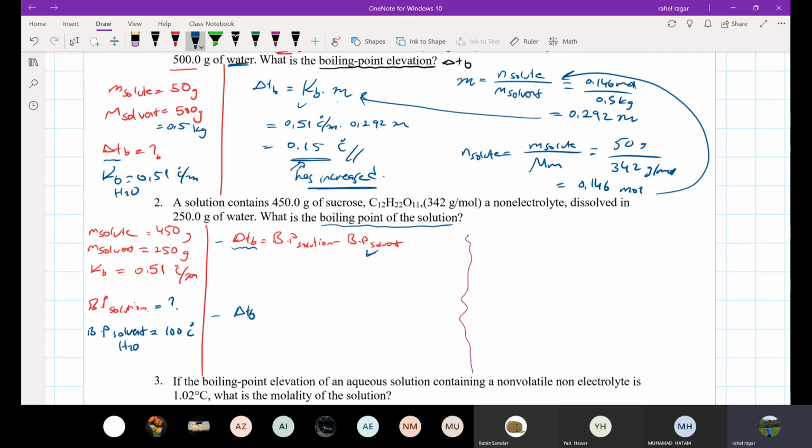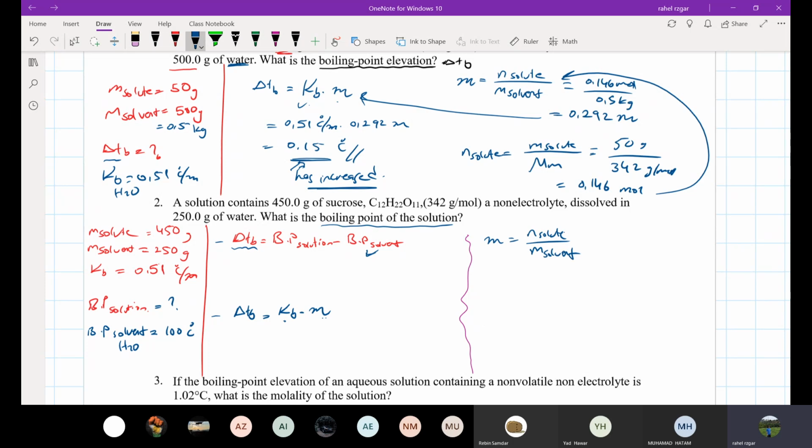Now from this part, it will be exactly like the previous question. Nothing's changed except for the previous rule, which we have added now. Delta TB is equal to Kb times molality. We have Kb. All we need to find is molality. Again, let's find molality. Molality is equal to mole of solute over mass of solvent.